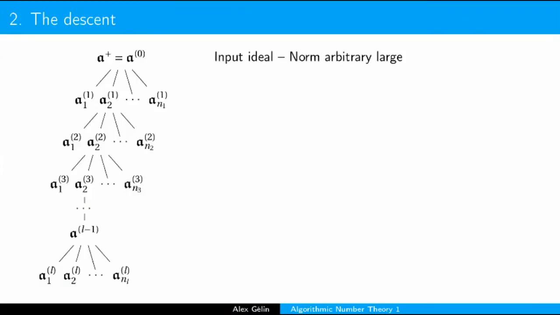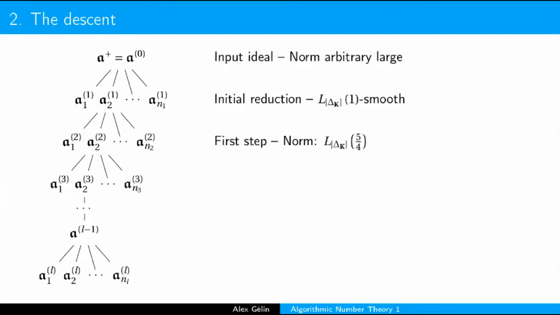So you get the ideal, you are looking at the generator, and you perform a first reduction. You get something whose norm is bounded by L of 3/2, and you know that with a probability in L of 1/2, this is L of 1 smooth. L of 1 smooth is quite big, still. But you can do that several times. At the next step, the norm you get is L of 5/4. So this is L of 3/4 smooth with probability L of 1/2.